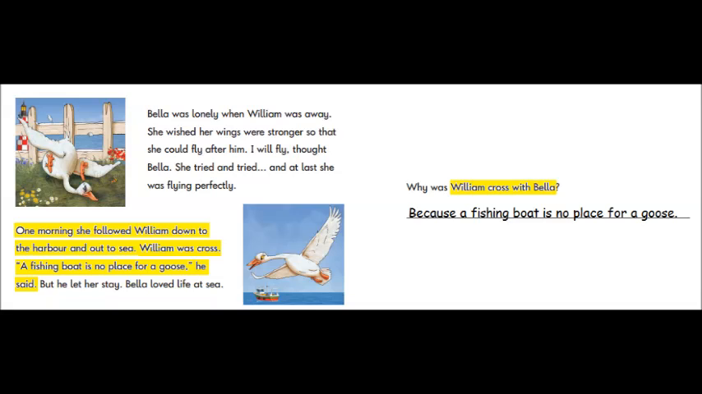The correct answer to why William was cross with Bella is because a fishing boat is no place for a goose. As you can see, the sentence "William was cross" is directly followed by the explanation for why he is cross, and that is how you found your answer. Well done if you got the question correct.